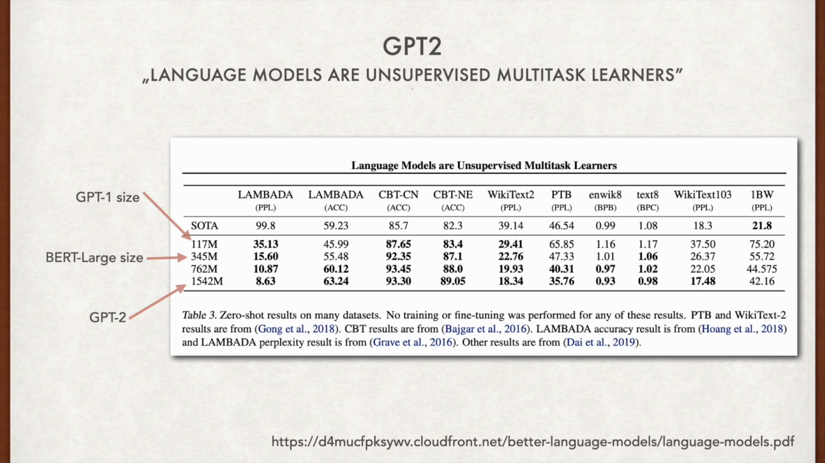The authors evaluated 4 versions of GPT-2 models. The smallest one relates to the original GPT model, containing the same number of parameters. The second one relates to the BERT large model, containing a similar number of parameters, and as we can see, the most powerful model contains about 1.5 billion parameters.